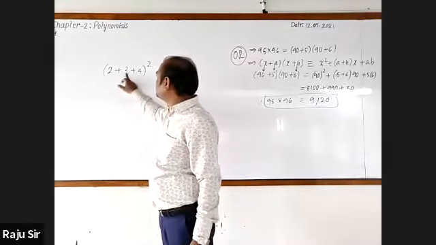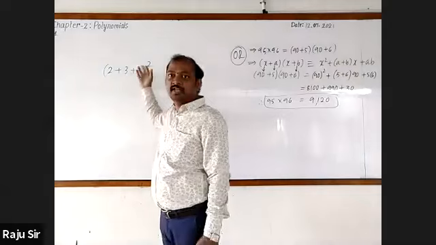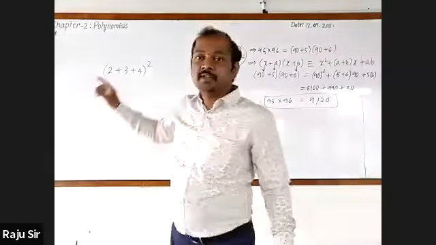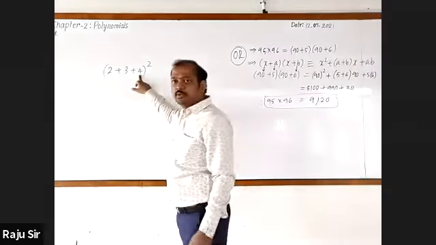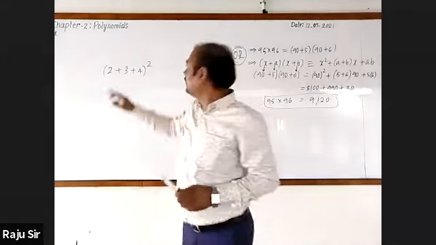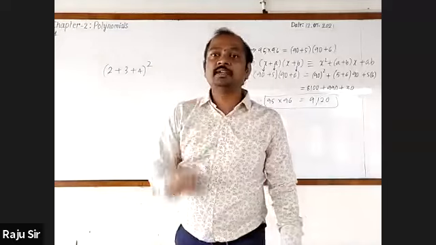Observe: 2 plus 3 is 5, 5 plus 4 is 9, 9 whole square is 81. If it is asked, find the value of this, you'll write the same, 81. But if the question is asked like this, find the value of this by using a suitable identity.